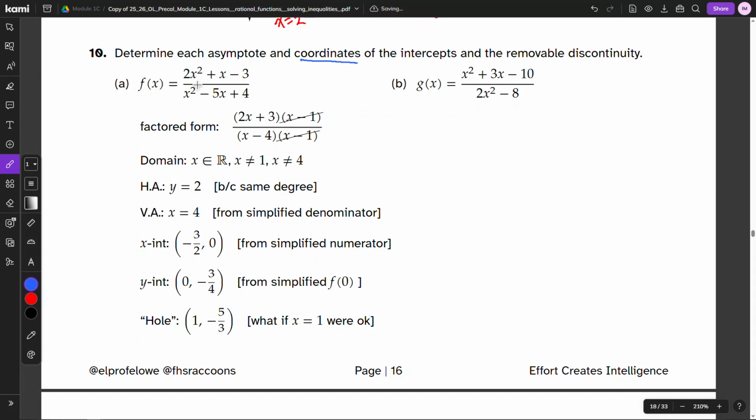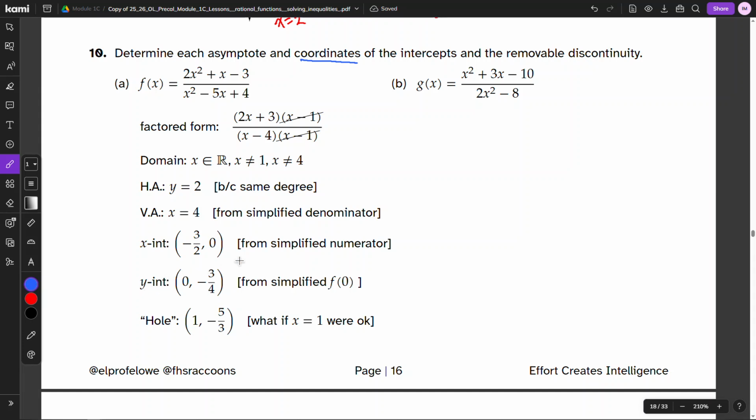So for the first one, 2x squared plus x minus 3, we can factor the numerator, we can factor the denominator. The domain is going to be all real numbers except for when the denominator is 0. The horizontal asymptote will come from the ratio of the leading coefficients if we have the same degree. Vertical asymptote will come from the denominator once I've simplified. X-intercept is going to come from the numerator once I'm simplified.